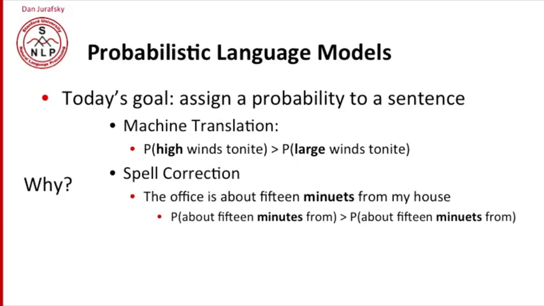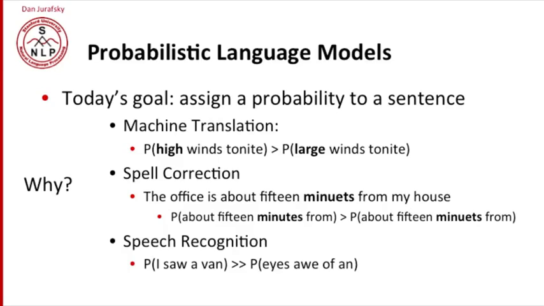In spelling correction, we see a phrase like "15 minuets from my house." That's more likely to be a mistake from "minutes." And one piece of information that lets us decide that is that "15 minutes from" is a much more likely phrase than "15 minuets from."